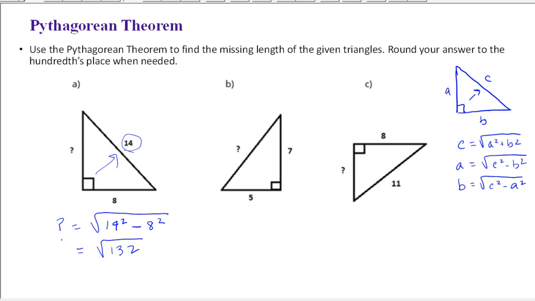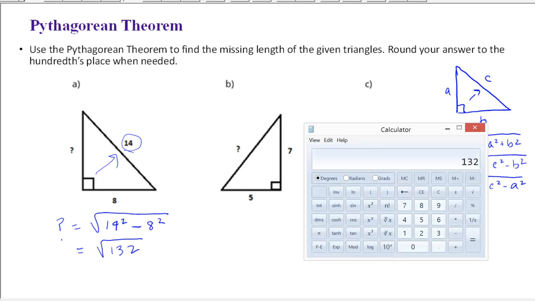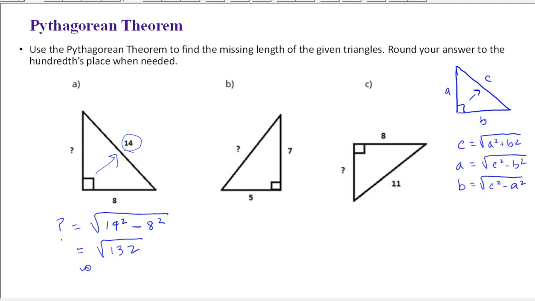132 is not a perfect square. It's okay if you don't know that, because we're going to check it by hitting the square root button. I already have 132 in there. And this is the decimal expansion. We're asked to round to the hundredths place. So notice in the hundredths place there's an 8. To the right there's a 9. So we're going to round up to 11.49. We're going to put approximately equals, because remember the square root of 132 is exact, and this is a decimal approximation of that.